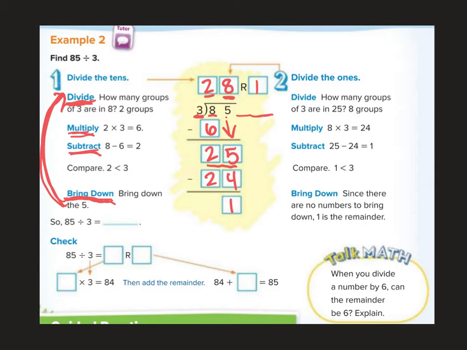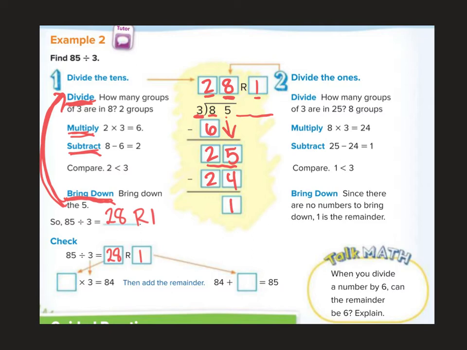Now we always need to check, is our 1 less than 3? Because if I have a remainder of 4 or 10 or 11, I can fit more 3's into that. But if I have a remainder of 1, I cannot fit any more 3's into it. So 85 divided by 3 is 28, remainder 1. Check: 85 divided by 3 equals 28, remainder 1.